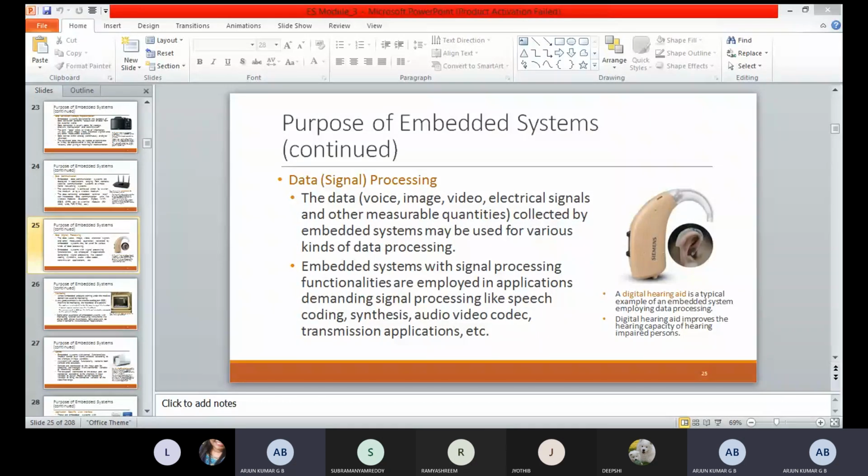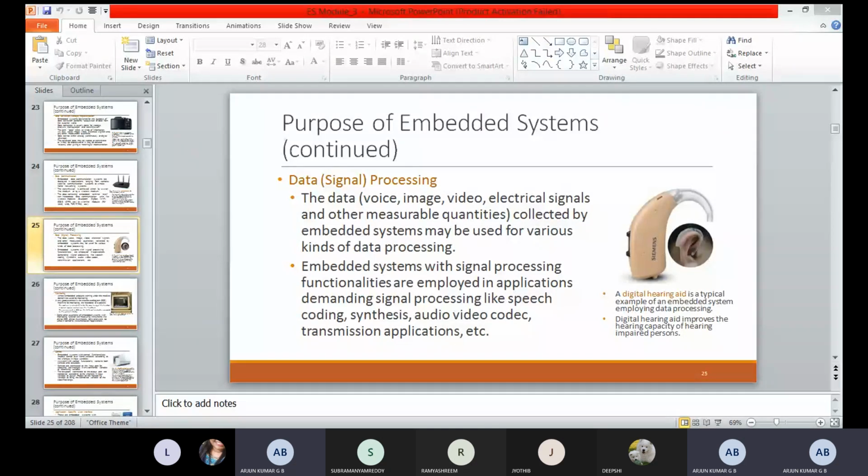The data is nothing but voice, image, video, or some electrical signals and other measurable quantities collected by the embedded system, which may be used for various kinds of data processing. One more example: suppose the outside temperature, will it be in terms of kilo? No, in terms of degrees, and that will be converted into digital. We use this kind of processing system.